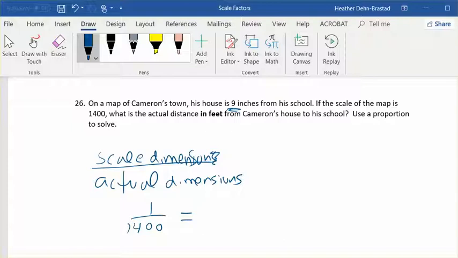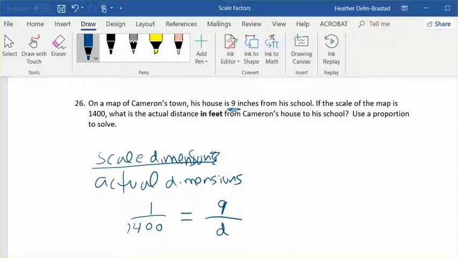And on the map, his house is 9 inches from school, and you need to know the actual dimension. We'll call it D this time to be different. So we've got our scale factor, we've got that's a 9, it looks kind of like a letter, doesn't it? Like a Q. And then we just solve the proportion, and then that will tell us how many feet. It's going to be a lot of feet. We might even want to change it to miles. Let's finish solving this problem.